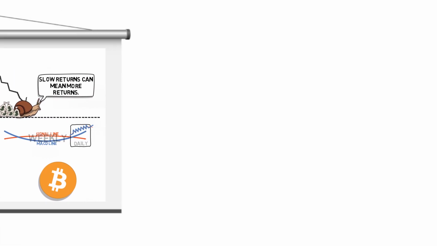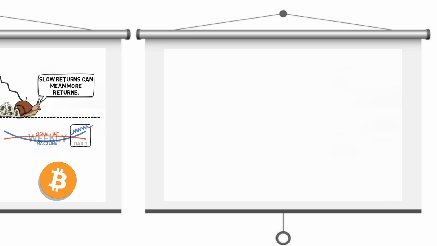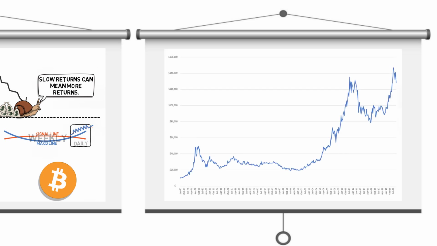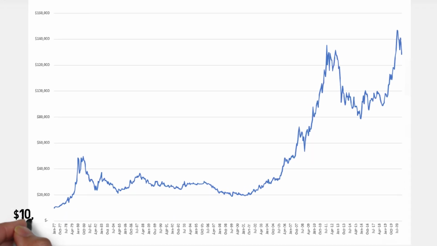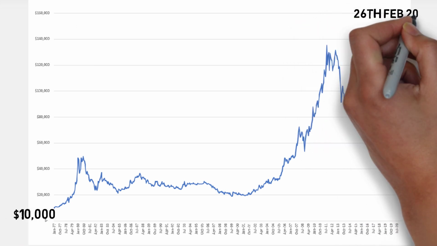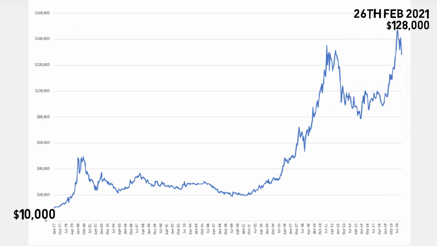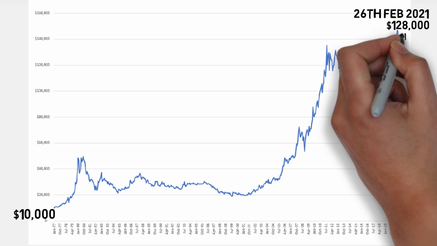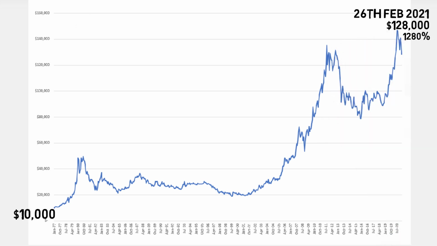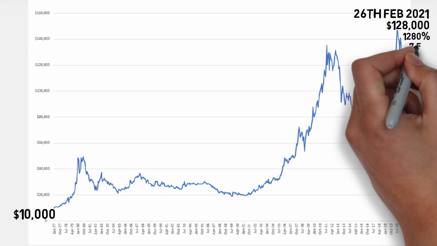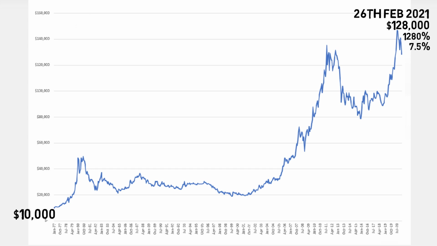First, let us look at the historical performance of a buy and hold strategy for gold. We assume an initial investment of $10,000 back in January 1977. As of today, the investment would have increased to $128,000, equivalent to a compounded 1,280% return. The average annual return for the 44-year period was 7.5%.